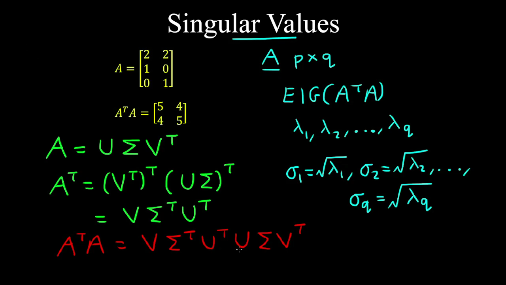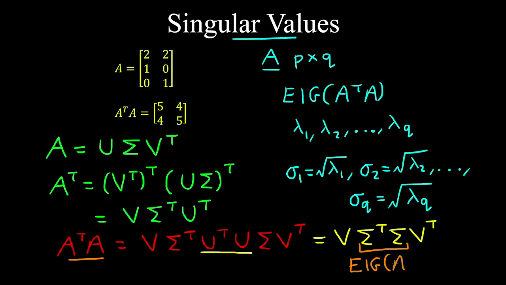And given that U is an orthogonal matrix, this product will give the identity matrix. So we end up with V by sigma transpose by sigma by V transpose. And therefore this matrix is a diagonal matrix that consists of the eigenvalues of A transpose A. And therefore V is the matrix of orthonormal eigenvectors that orthogonally diagonalizes this symmetric matrix.